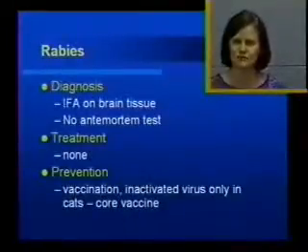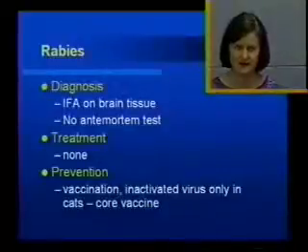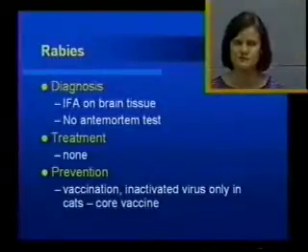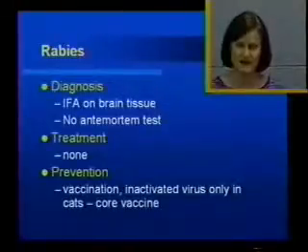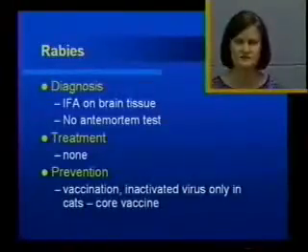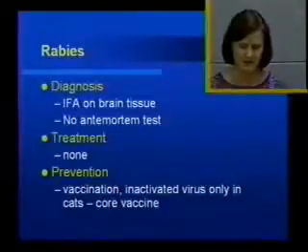There is no ante-mortem diagnosis that is reliable and available for use in cats, so rabies can only be confirmed by performing IFA on brain tissue after the cat has died. There is no treatment for rabid cats.